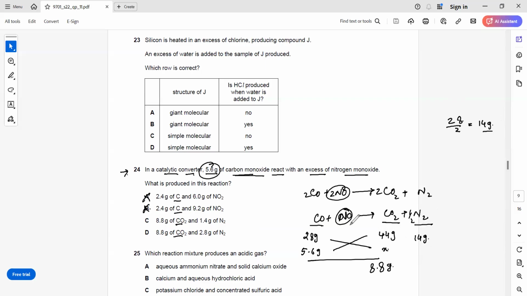So if we look at the ratio, 28 grams of CO is producing 14 grams of N2. So 5.6 grams will produce how many grams? Sir, why 2.8? Is it not?